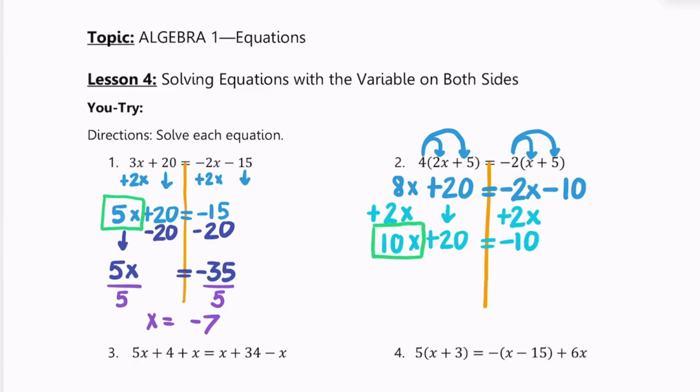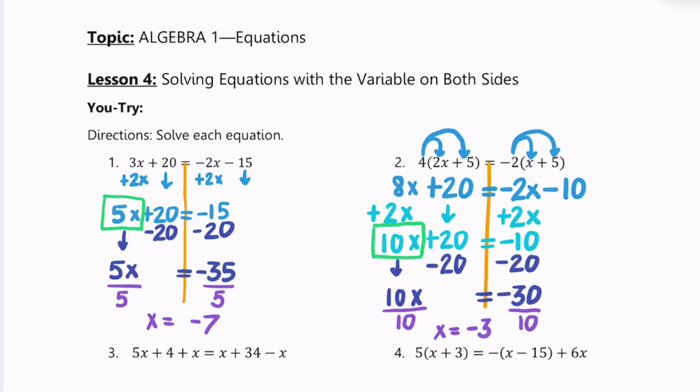All right. How we move over that plus 20 outside of the box, if we need to move it over, we do the opposite operation. So we minus 20 on the left and we minus 20 on the right. We'll bring down our 10x. Negative 10 minus 20 will give us negative 30. And now we're going to divide both sides by that 10. And I'm going to write my answer right here. x will equal negative 3. Okay?